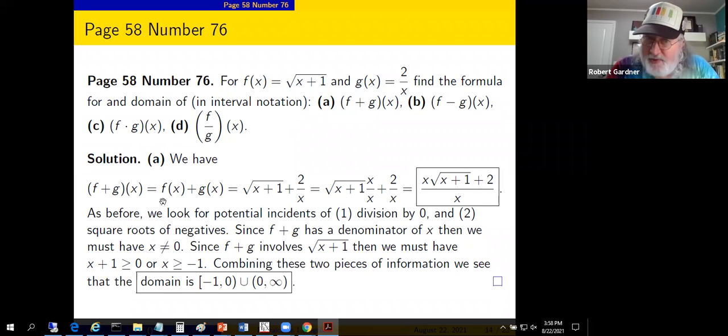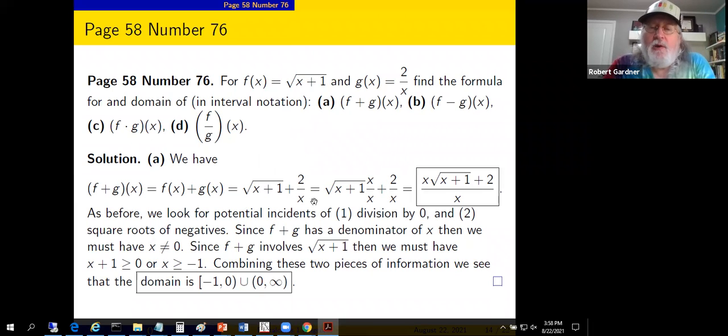Now substitute, we use the definition to justify this equality. You know what f and g are, they were given. So we substituted in square root of x plus 1 for f, 2 over x for g. We've substituted in. There's the sum of those two functions.